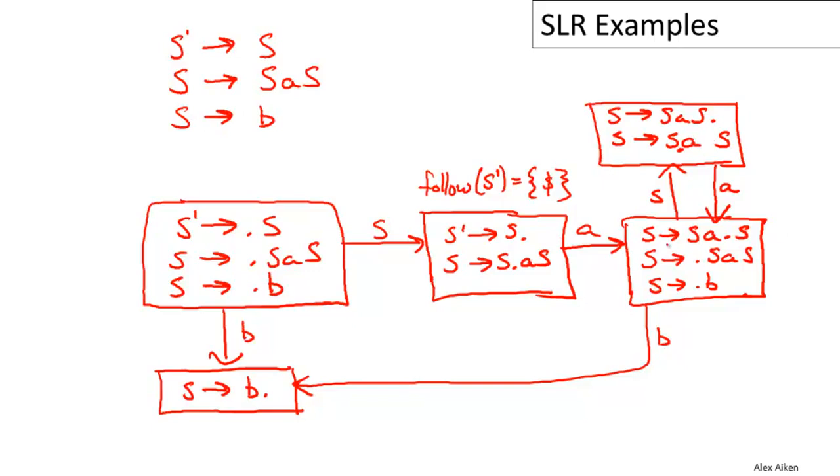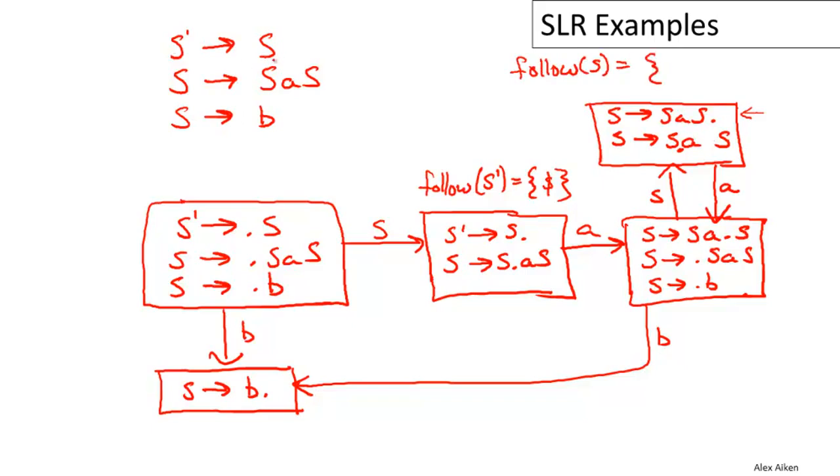All right, so what does this state say to do? Well, first of all, observe that the only transitions out of this state are on B and S, and there are no reduce moves in this state at all, so there's no possibility of a shift-reduce conflict in this state either. That leaves us with just this state to think about. Now this state does have a reduce move. The first item here is a reduction, and that says that we should reduce by S goes to SAS if whatever comes next is in the follow of S. So we're going to need to know what is in the follow of S.